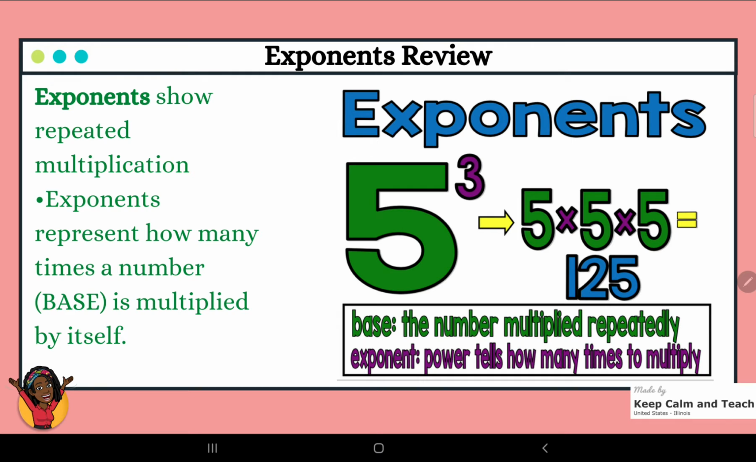Exponents show repeated multiplication. Exponents represent how many times a number, the base, is multiplied by itself. If you take a look at this example here, 5 to the third, this is our exponential form. And 5 times 5 times 5 is where I'm taking the base of 5 and multiplying it by itself the number of times as outlined by the exponent. This is our expanded form. And if I multiply that together, I get 125, which is our standard form. And this is our exponent or exponential form.